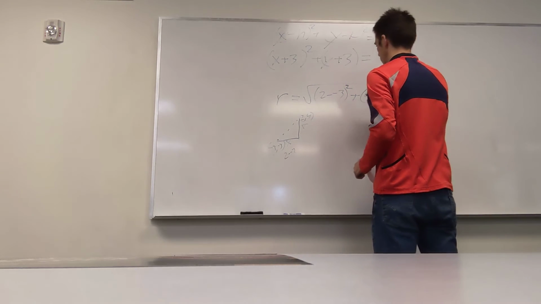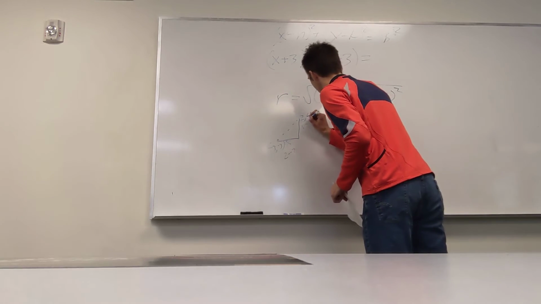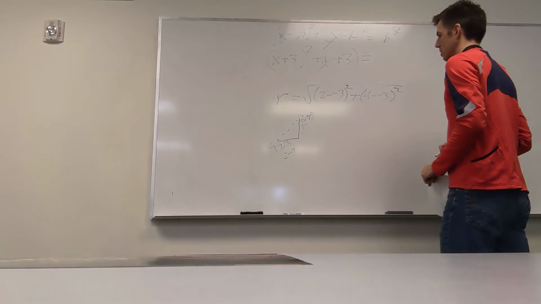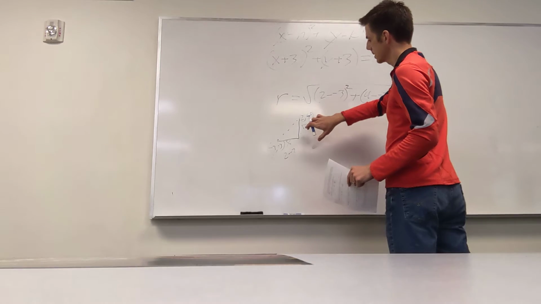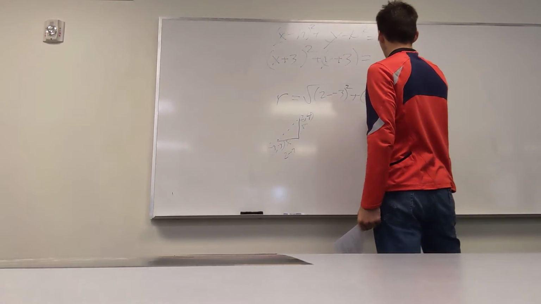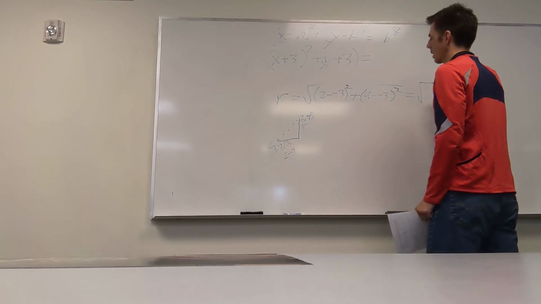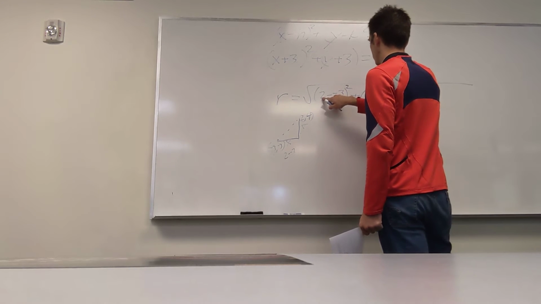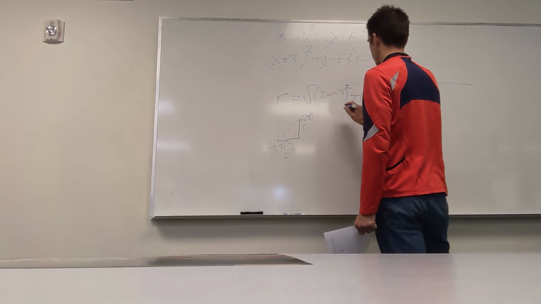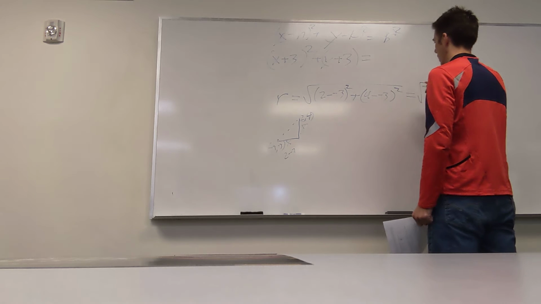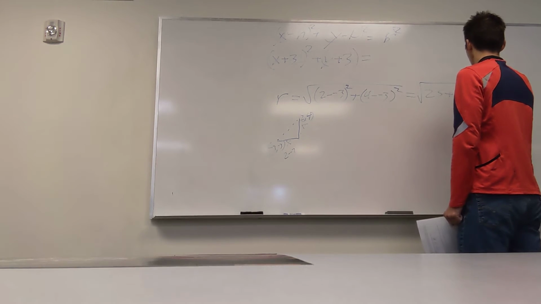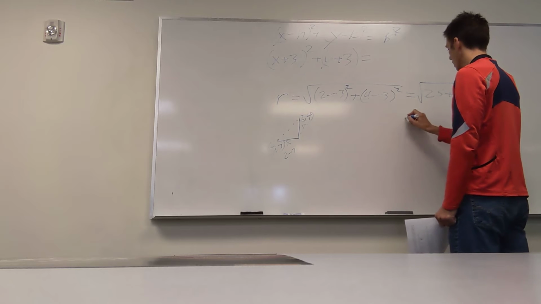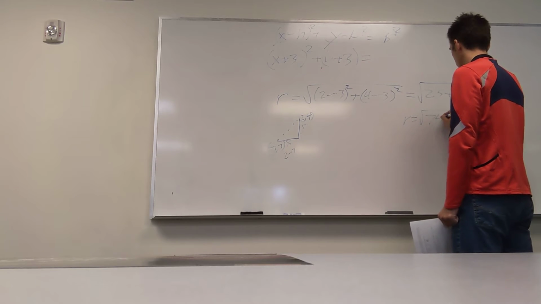4, sorry, 4. Can't even read my own writing. 4. So it should be negative 7. Sorry. 4 minus a negative 3 is 7. So r is going to be the square root of 5. 2 plus 3 is 5 squared is 25. And then 4 plus 3 is 7 squared is 49. Okay? So r equals radical 74.